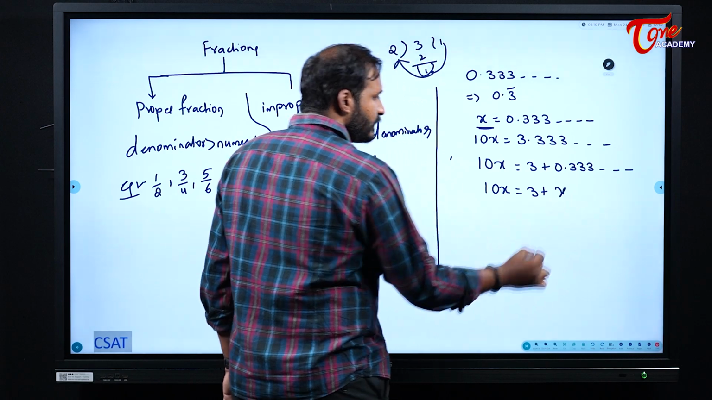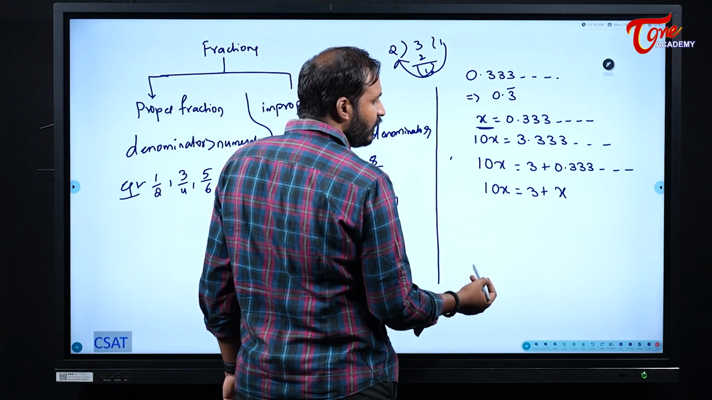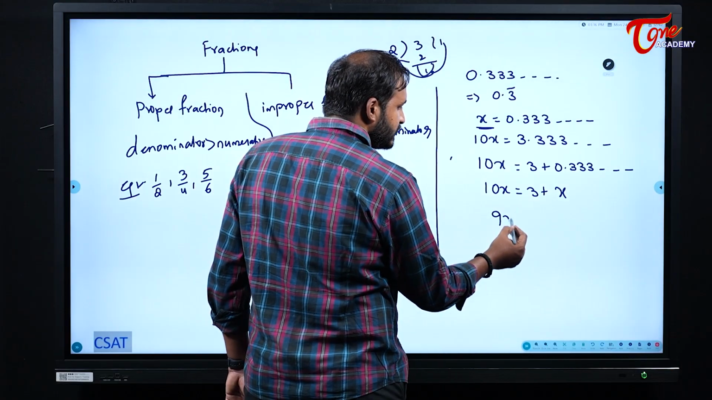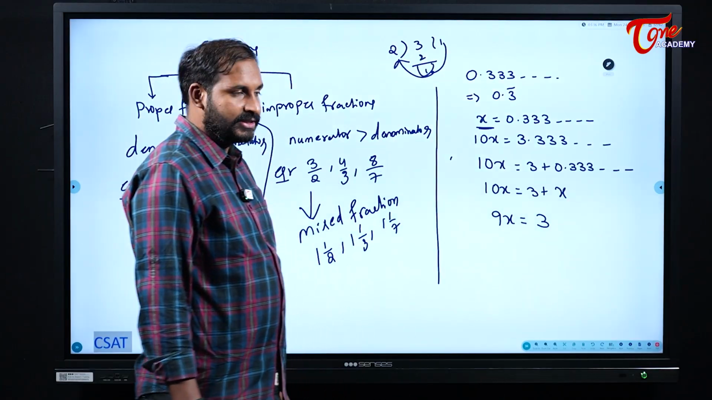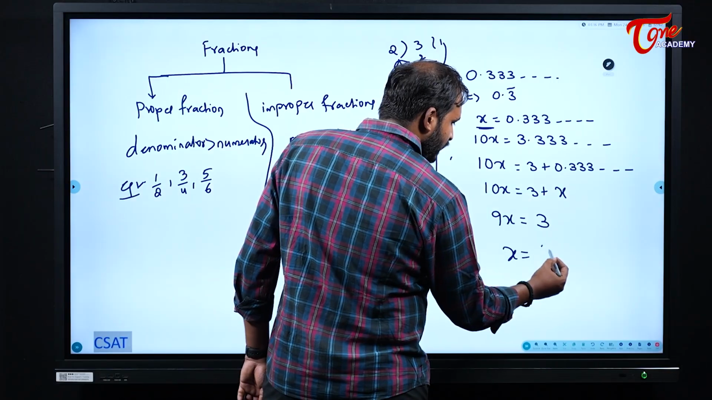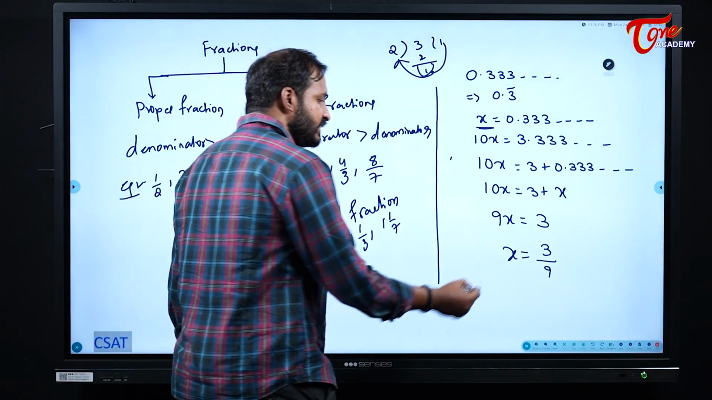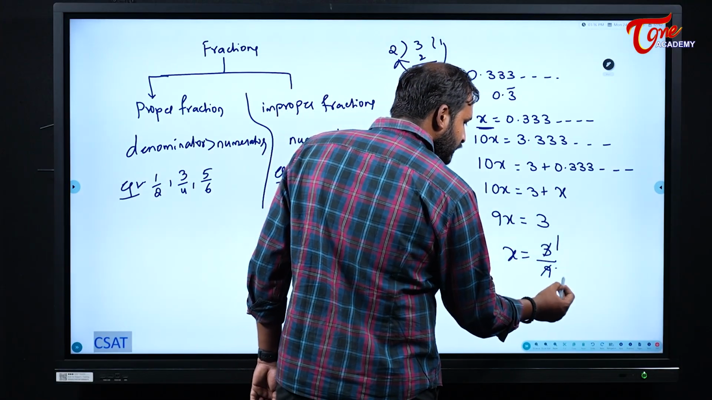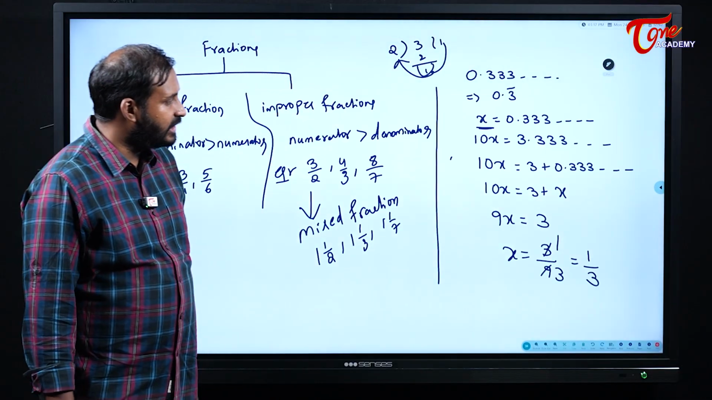Next, 10x is equal to 3 plus 0.333, which is x. I will replace that with x. Now, when I send that x to this side, what does it become? 9x is equal to 3. Next, what will the x value become here? 3 by 9, which is equal to 1 by 3. So, I can write it in the form of P by Q, right? Yes, we can write it in the form of P by Q.